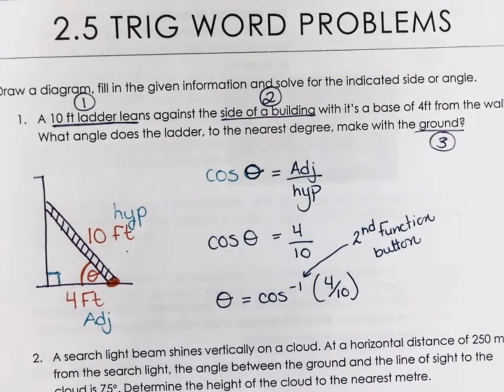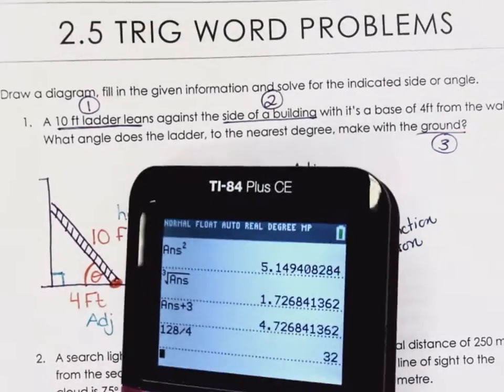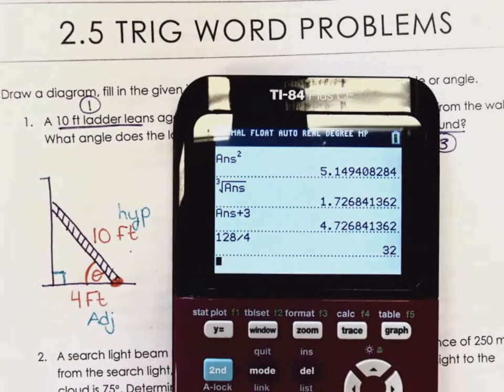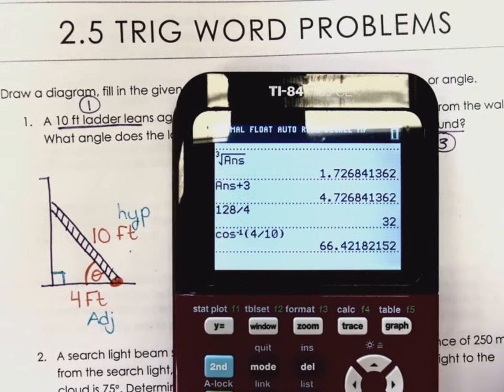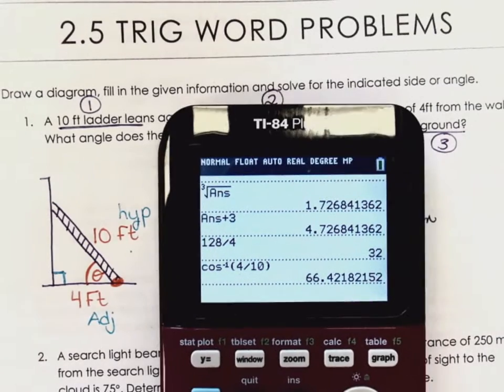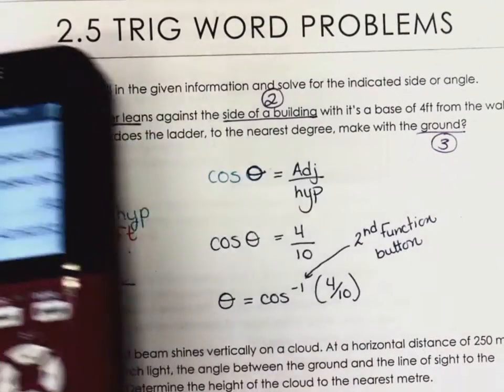So that cos⁻¹ means I need to use my second function button, or my shift function, whatever your calculator is. In mine, it's the second function. So I'm going to go second function cos and 4 divided by 10, and I'm going to close my brackets. Hit enter. Ooh, I should have checked to see if my calculator is in degrees. This one says right on the screen I'm in degrees, so that's good.